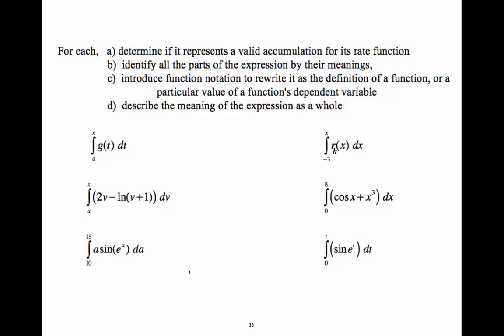What's intended, right? You want to identify all the parts of the expression by their meanings, and then introduce function notation to rewrite the definition. Let's just do A, B, and D. We don't need to do C because we've talked about accumulating without a function. So we're going to do A, B, and D for each one. Get a partner. Super important. Do A, B, and D for each one of those.